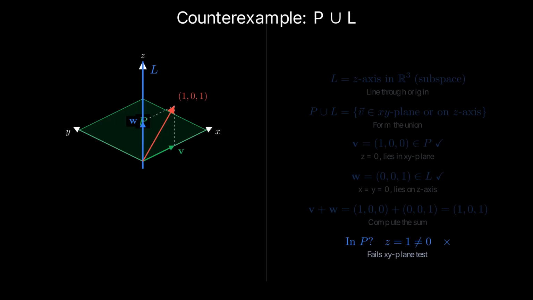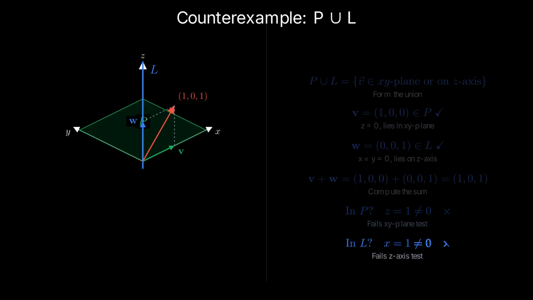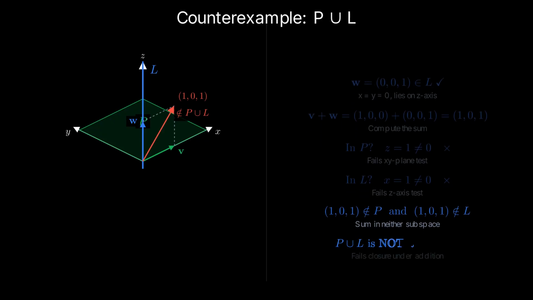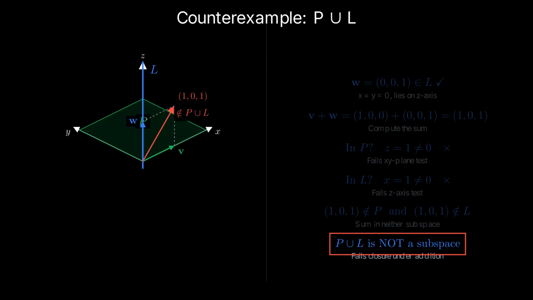Is this sum in P? The z component is 1, not 0, so it does not lie in the xy plane, not in P. Is it in L? The x component is 1, not 0, so it does not lie on the z-axis, not in L. The sum belongs to neither subspace. It floats in empty space outside the union, therefore P union L is not closed under addition, and so it is not a subspace. This demonstrates that the union of two subspaces generally fails to be a subspace.